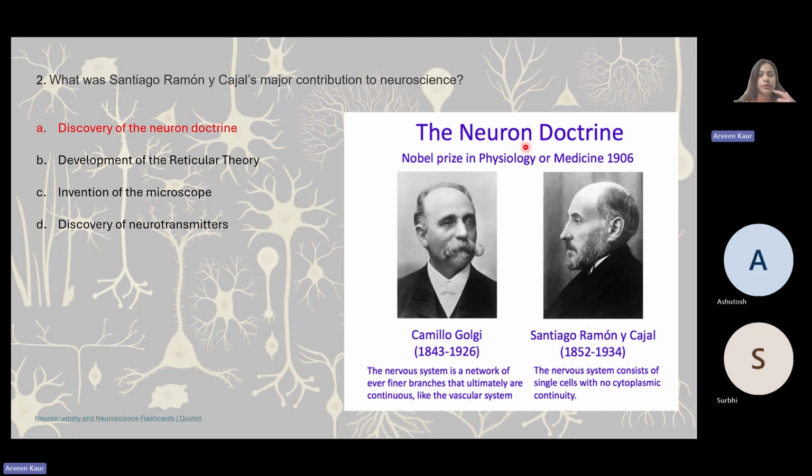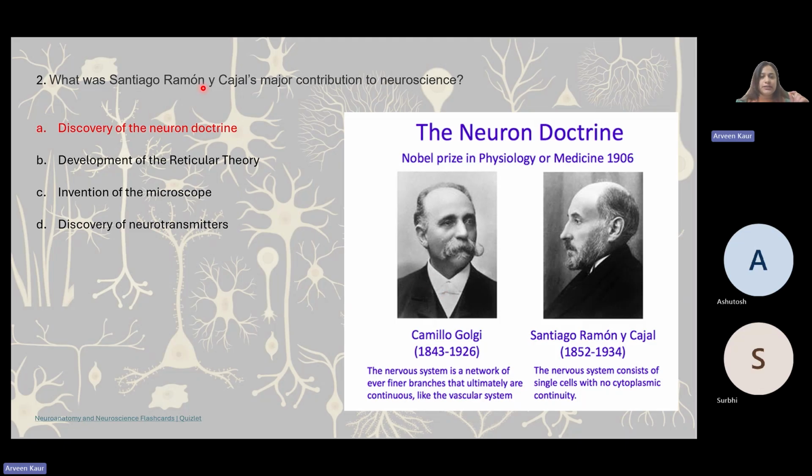So, in the neuron doctrine, for which both of them were given the Nobel Prize in Physiology or Medicine back in 1906, what Santiago Ramon y Cajal had proposed was that the nervous system consists of single cells with no cytoplasmic continuity between these cells, right? So each of the neurons is separate. There is a network of these separate cells that is actually building up the neural system, is what he said.